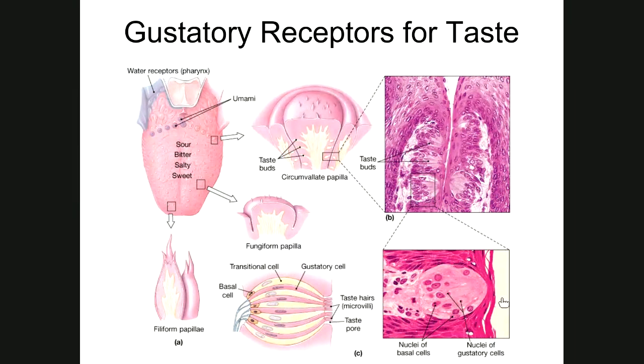Let's look down here. We have a taste bud, and we have several papillae on the surface. But let's look at a taste bud down here and look at the profile of it. A is gustatory cells. There it is.